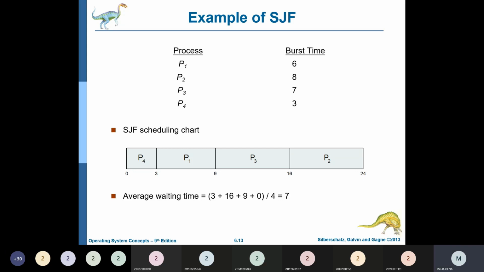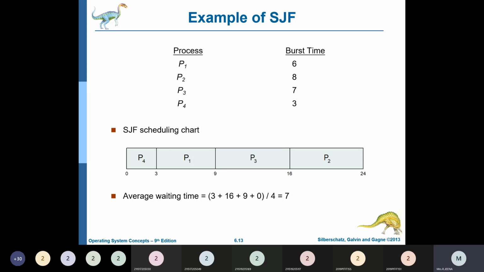Then which is the minimum? P3. So P3 goes next. At last, P2, which has the maximum burst time of 8 units, will arrive last. So basically, SJF is based on the minimal burst time.